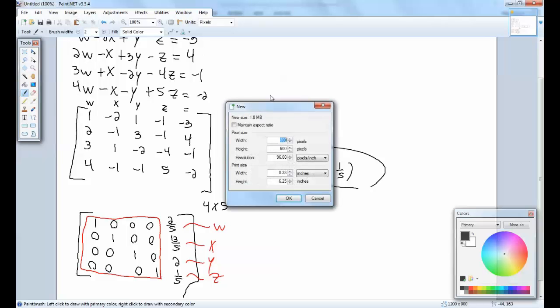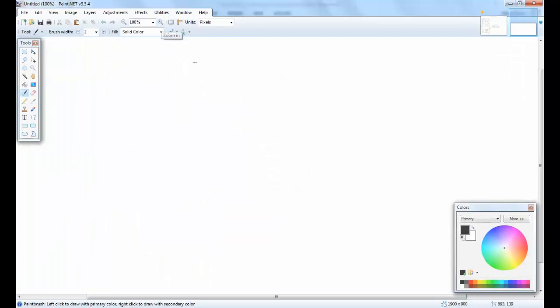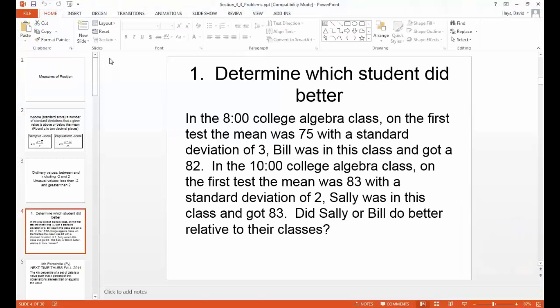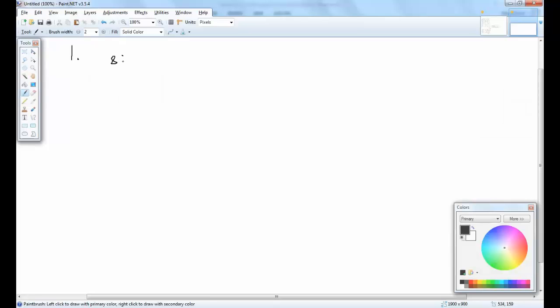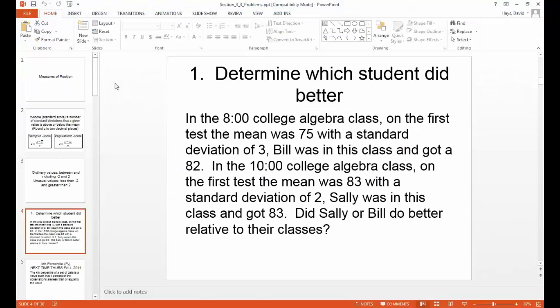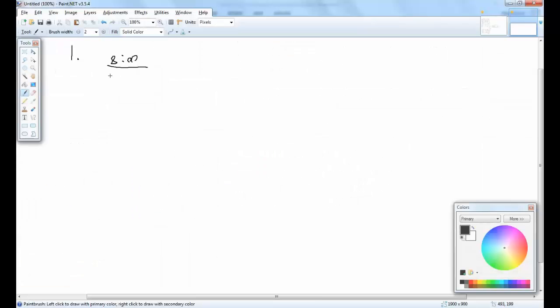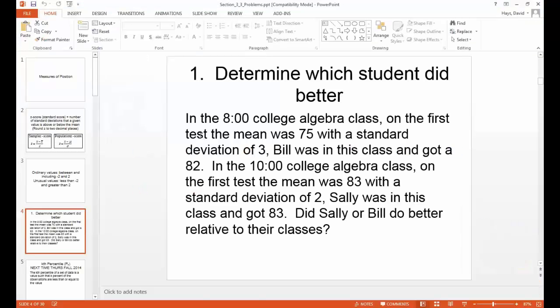And let me start a new page. Okay. This says, get my pen to work. There we go. In the 8 o'clock college algebra class, okay, so talking about an 8 o'clock class, it says the mean was 75. Now I'm gonna say mu, even though we could use x bar. Same idea, with a standard deviation of 3, and I'll use sigma since I'm using population values. Bill was in his class and got an 82. So Bill, that'll be our x value. X is equal to 82.